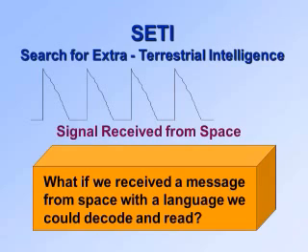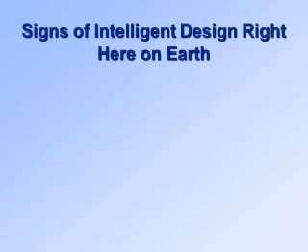Now listen to me, ladies and gentlemen. This is a very important point. Why can't we use that same kind of reasoning right here on earth? I think we can. And I would argue there are things that are shouting intelligent design to us right here on earth, and we can use the same kind of reasoning that they're using. So let's do that. What are some of the signs of intelligent design right here on earth?